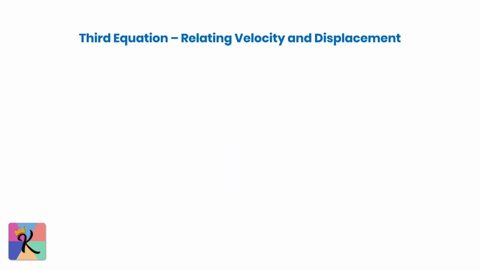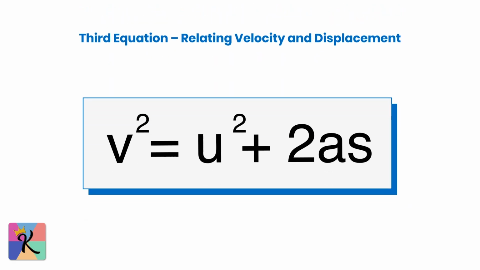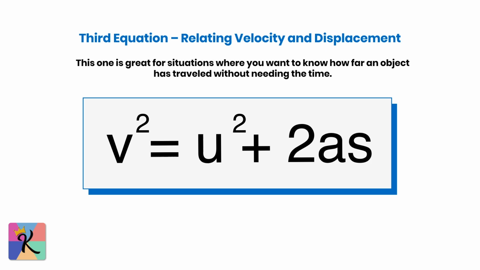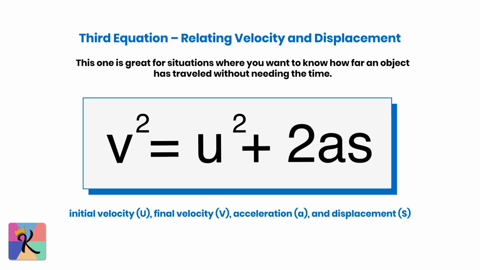Now, onto our third equation, v squared equals u squared plus 2as. This one is great for situations where you want to know how far an object has traveled without needing the time. It connects initial velocity, final velocity, acceleration, and displacement.